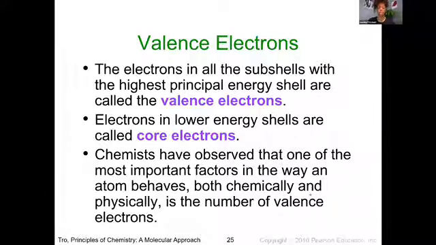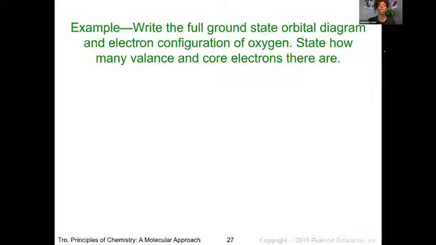Okay, so we will get some practice here. Here we want to write the full ground state orbital diagram and electron configuration for oxygen and figure out what the number of valence electrons and core electrons would be. So find oxygen. If you don't have your periodic tables, go ahead and grab them because you're going to need them as we're going through this. As we do the electron configuration, we would start with 1s2, then proceed to 2s2. Then we jump across and say 2p4.